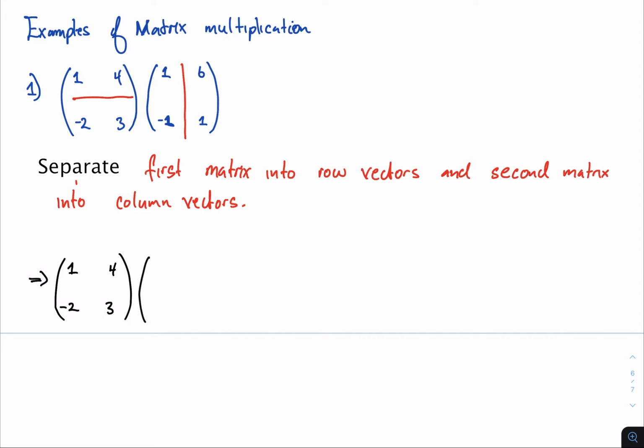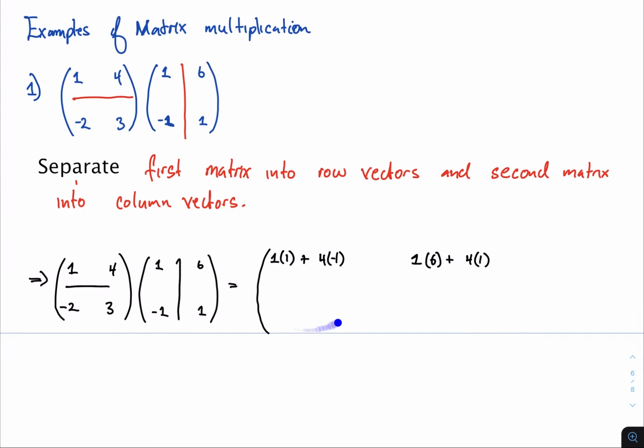So this gives us 1, 4, -2, 3 times 1, 6, -1, 1 separated into rows and columns, which is now equal to the first element in the resulting matrix. It's going to be the first row from the first matrix times the first column from the second matrix. That gives us 1 times 1 plus 4 times -1. The second term in our resulting matrix will be N12, the first row from the first matrix times the second column from the second matrix. This gives us 1 times 6 plus 4 times 1.